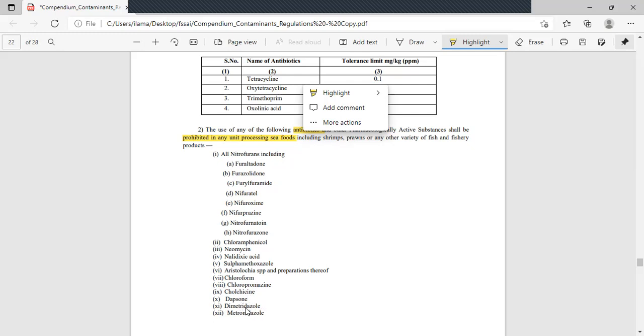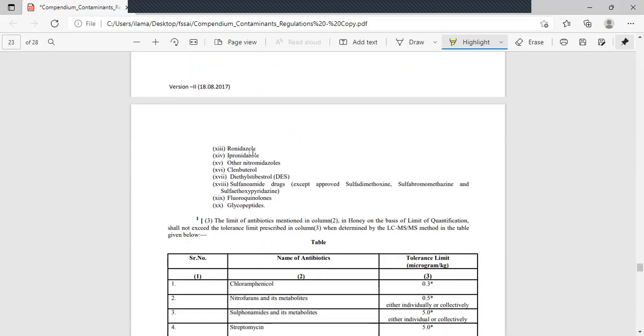colchicine, dapsone, dimetridazole, metronidazole, ronidazole, ipronidazole, other nitroimidazoles, clenbuterol, diethylstilbestrol, sulfonamide drugs, except approved sulfonamide drugs, which are sulfadimethoxine, sulfabromomethazine, and sulfaethoxypyridazine, fluoroquinolones, and glycopeptides. These are mostly prohibited, and their limit of quantification shall not exceed what is determined using the LCMS method.